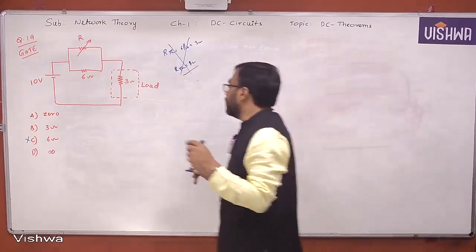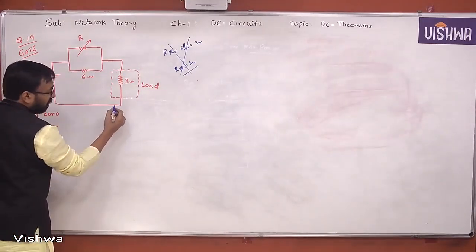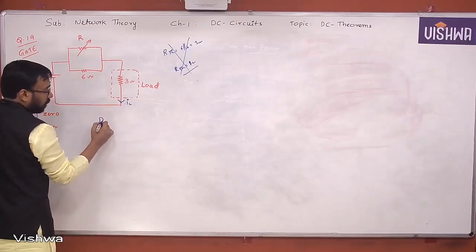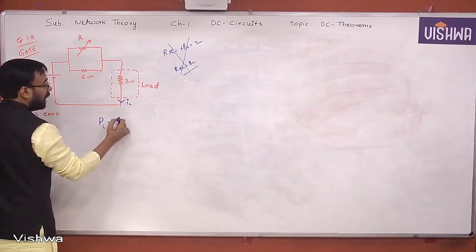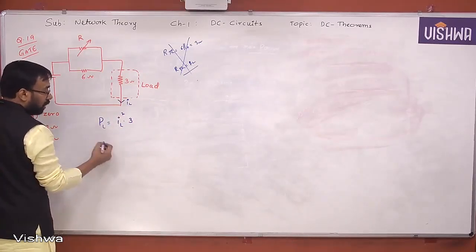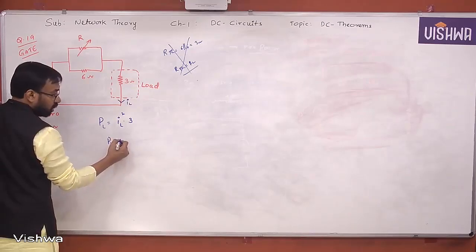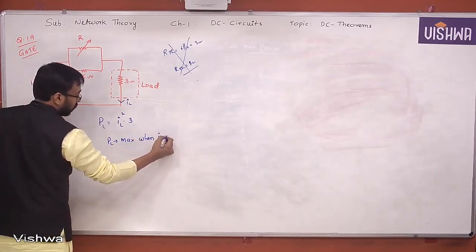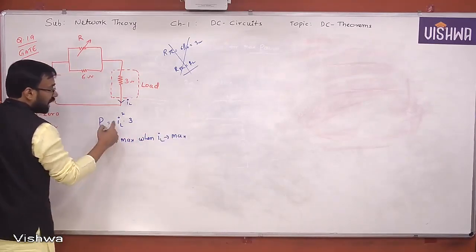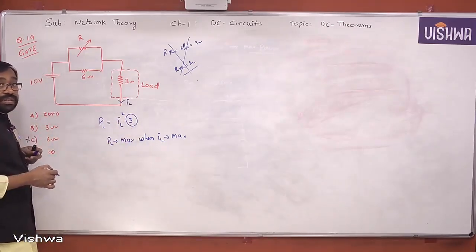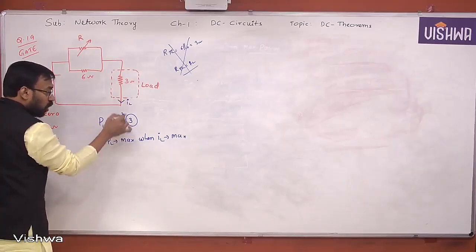But how do you do it? It is very simple. In whichever load you want to find the maximum power, you assume some IL. Now tell me what is the PL? Simply IL square into 3. PL will be maximum when IL is maximum. Yes or no? Because PL is directly proportional to IL square, and here it is a constant value. Then PL is maximum only when IL is maximum.